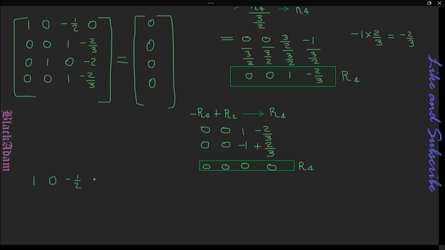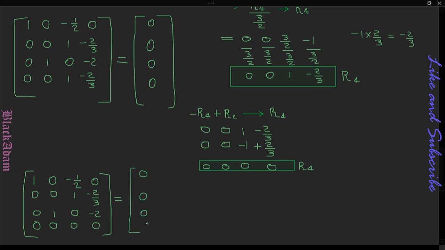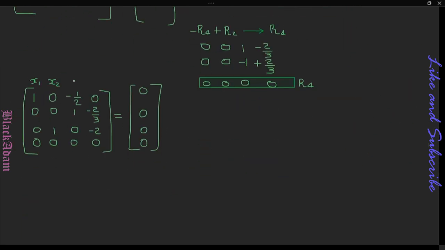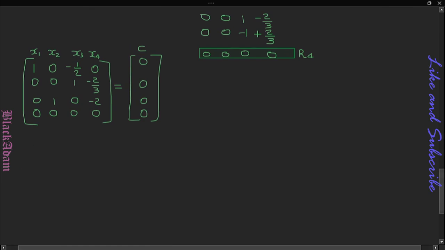We have 0, 1, 0, negative 1/2, 0. Then 0, 0, 1, negative 2/3, and 0, 1, 0, negative 2, and 0, and the third row is all 0s. Each column represents a variable, so it's x1, x2, x3, x4, and the constant, which is 0. And now we write the information.